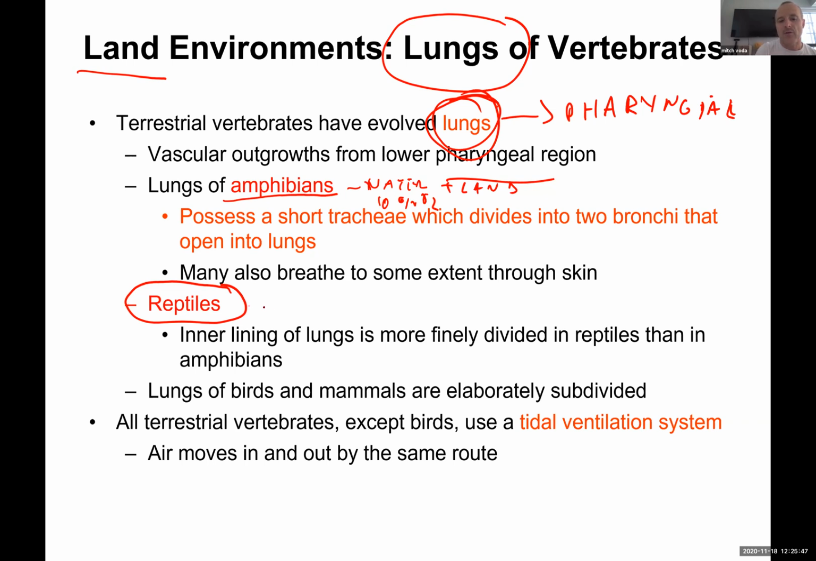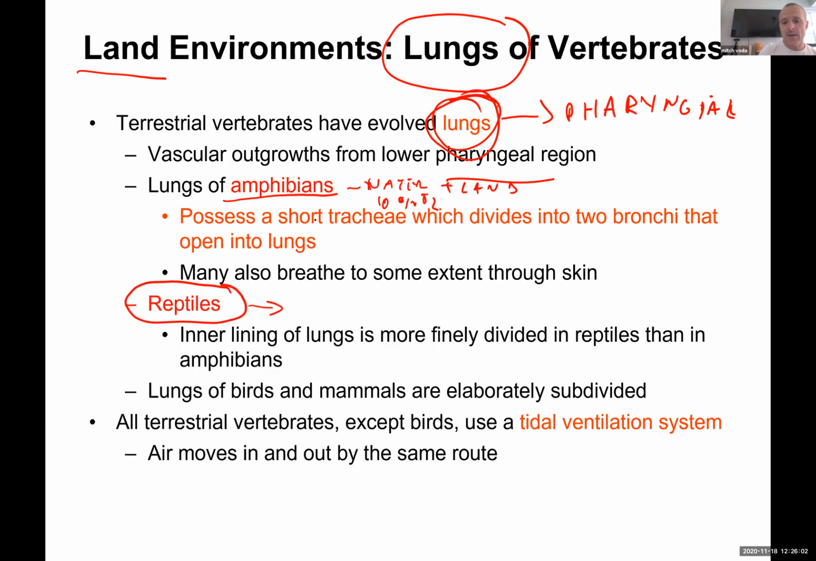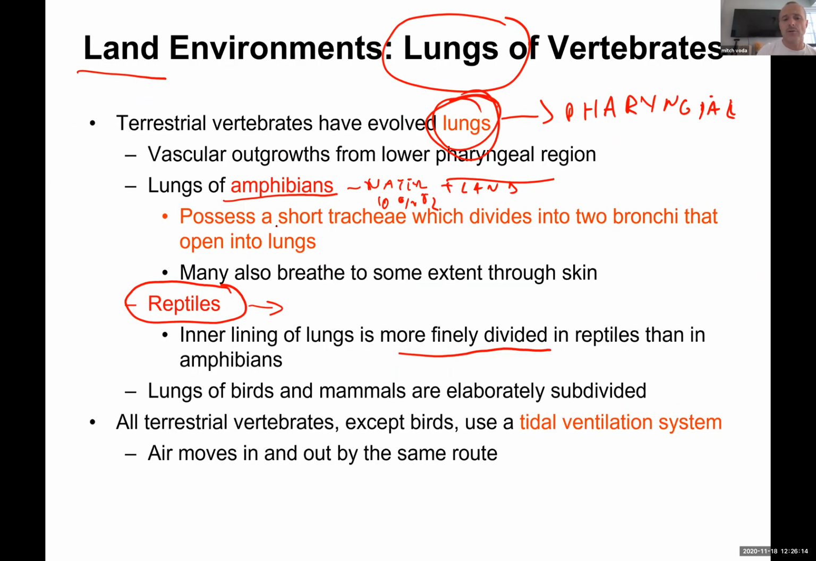Reptiles also have scales on their skin, basically to reduce perspiration or loss of water. The inner lining of the lungs is way more finely divided, and it has more vascularization. You can see right here, they have some of this vascularization, and it's much more efficient than the amphibian lungs.